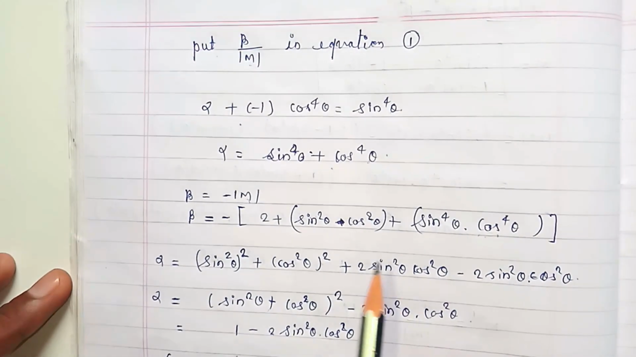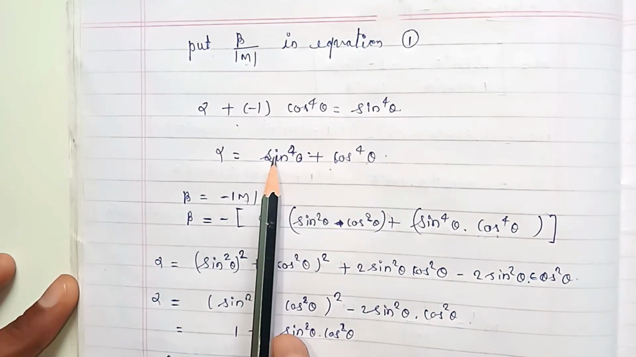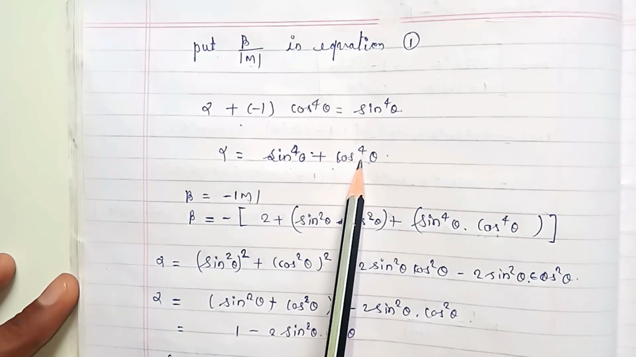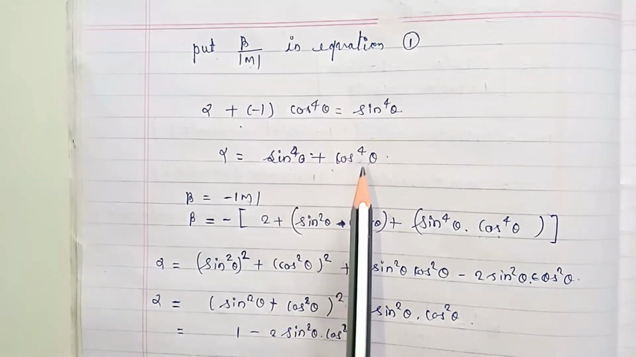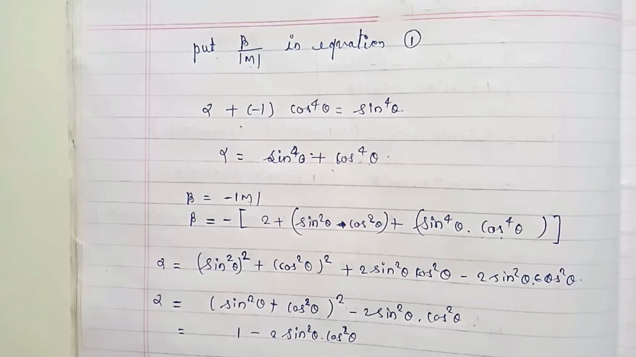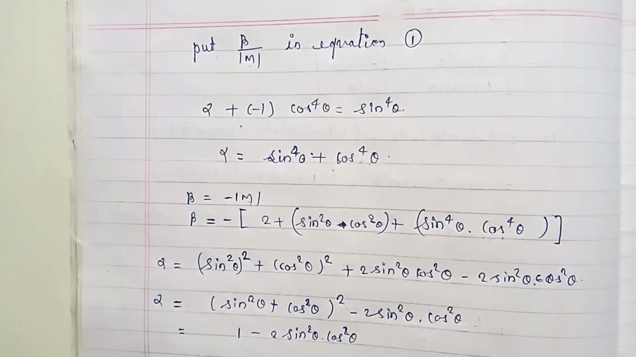Okay, so now let's work out the value for alpha. So sine square theta plus cos square theta. Try to write sine 4 theta plus cos 4 theta, because this term has quite a big power. So try to reduce it to some smaller power, so we have the possibility to take their square or their square root.